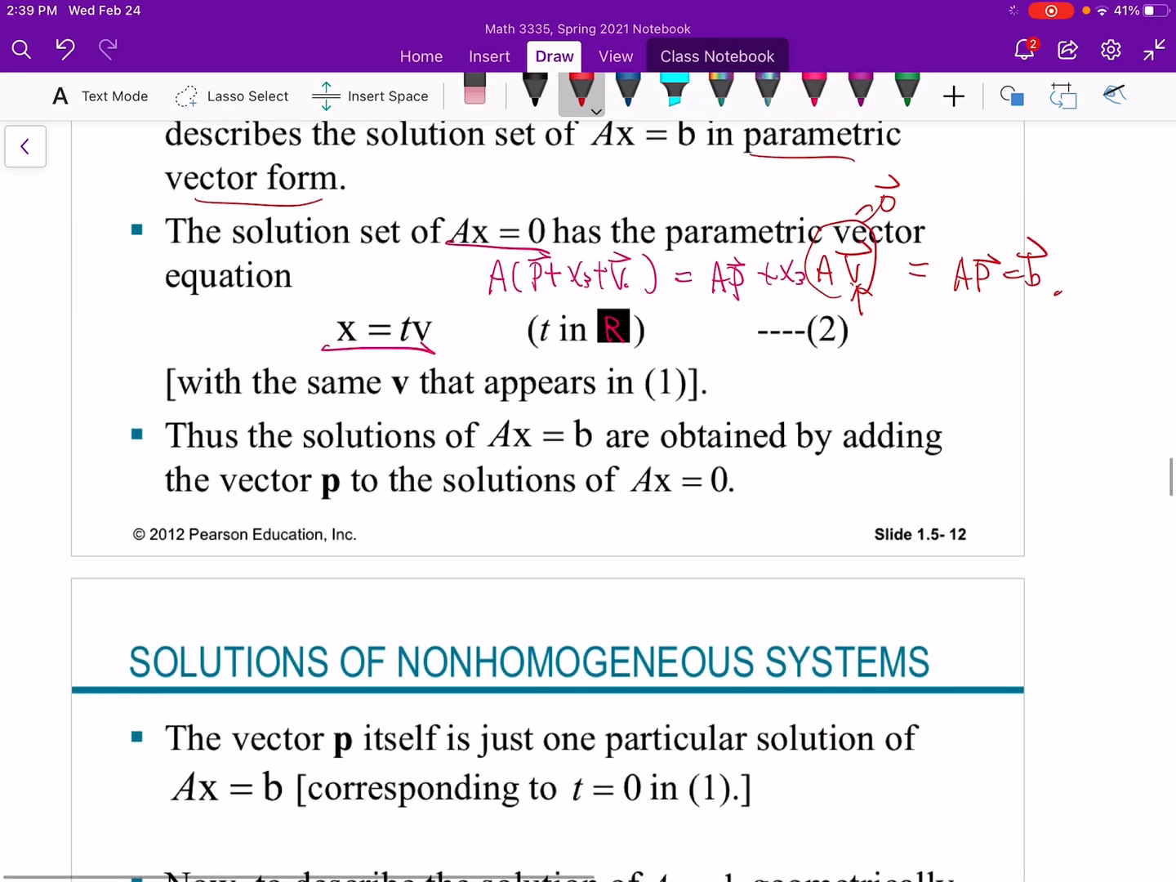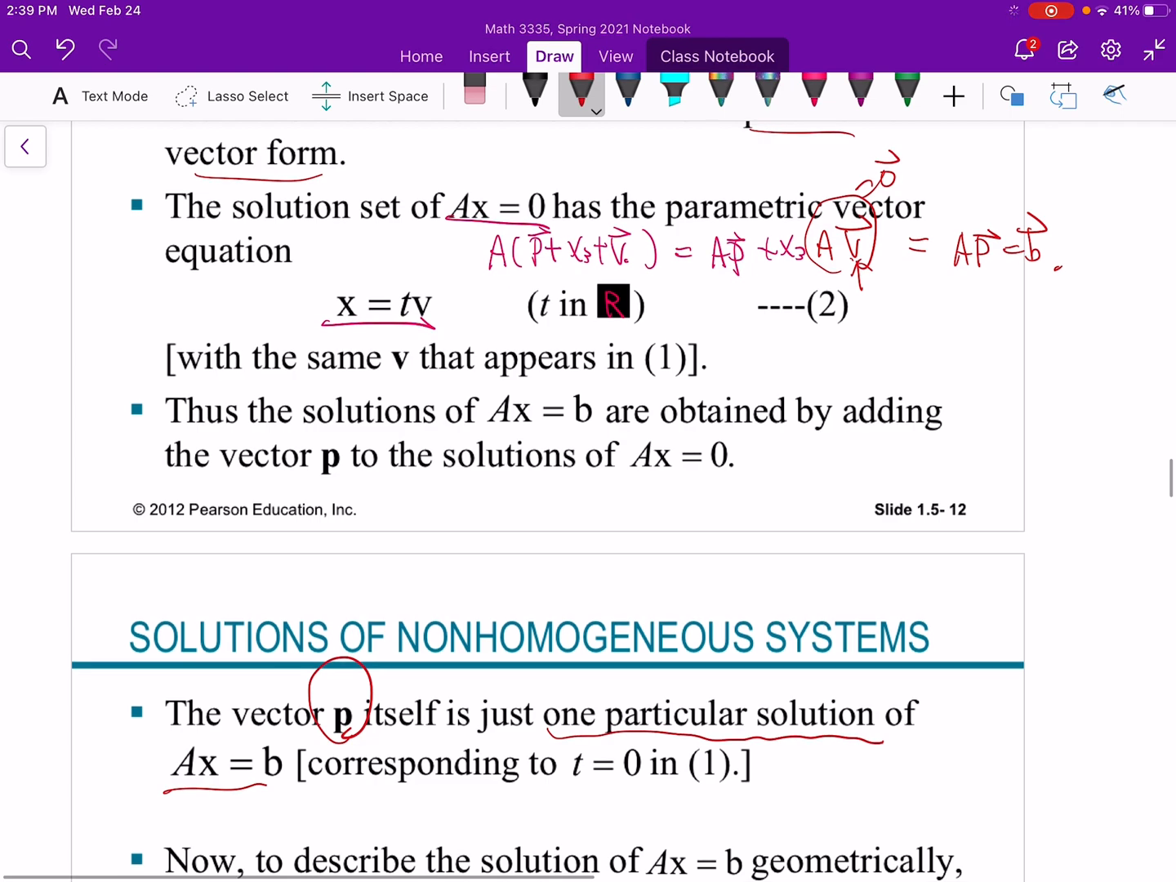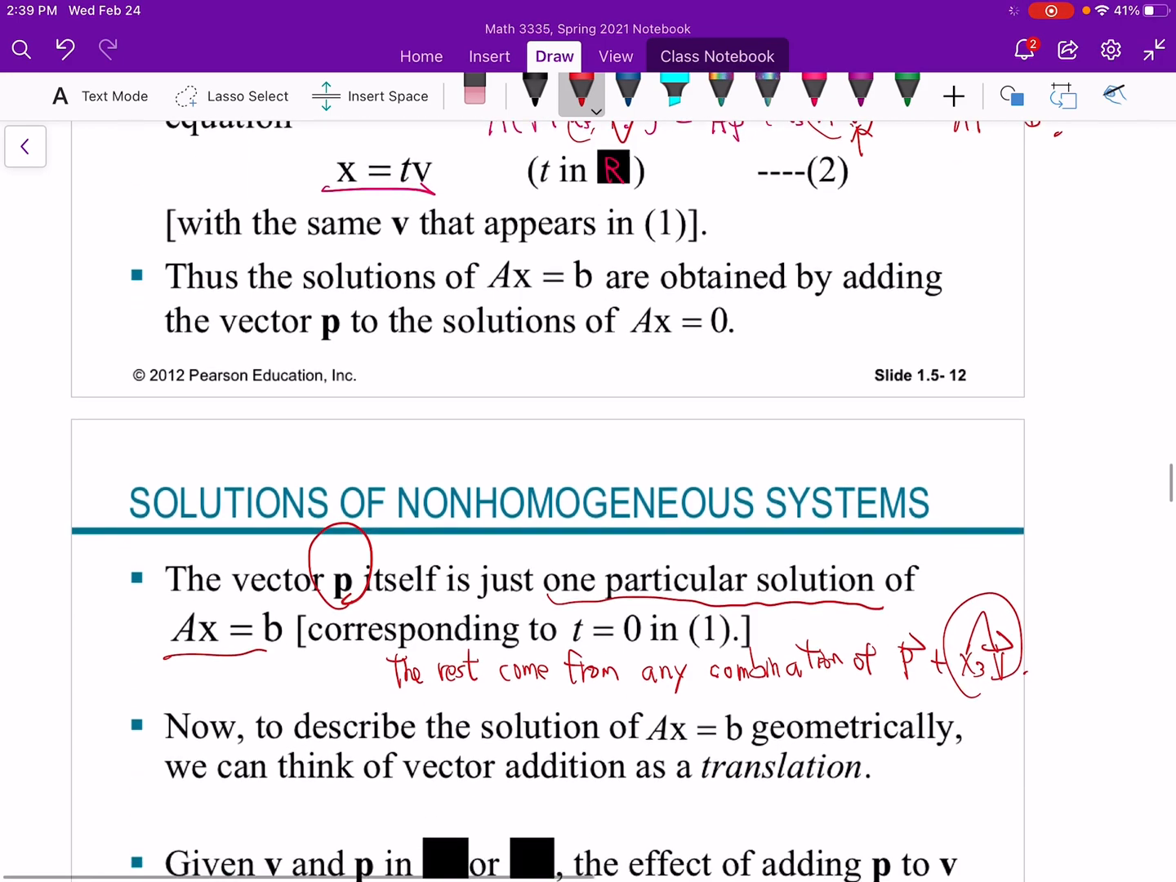So vector p itself is just one particular solution. All the rest of the solutions come from the form p plus x3 times v. The rest come from any combination of p plus x3 times v. So this can create very many solutions here.